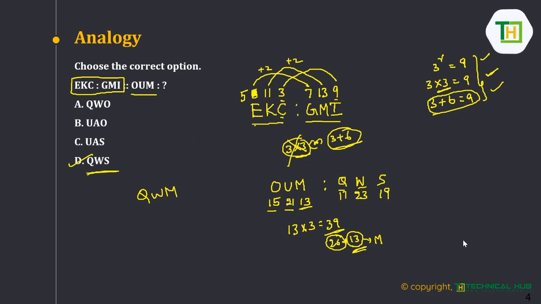Any other method? See, based on the question, you have to decide. Sometimes the analogy logic is based on up pairs or down pairs, which is very simple to identify, like AZ, BY, CX. These are some pairs of letters we have. I think in the previous sessions I have discussed all those.